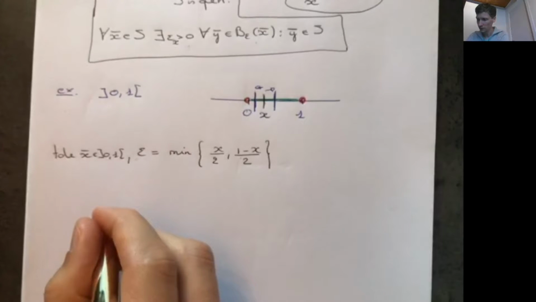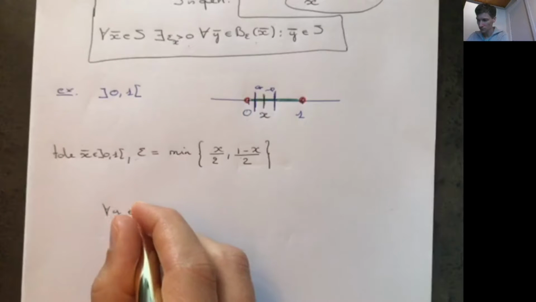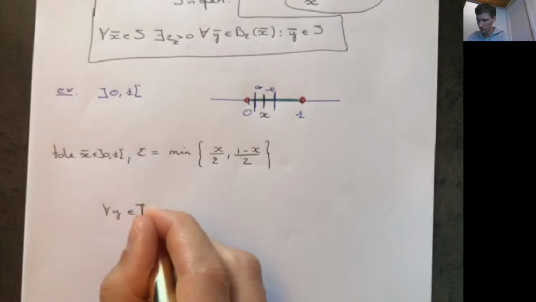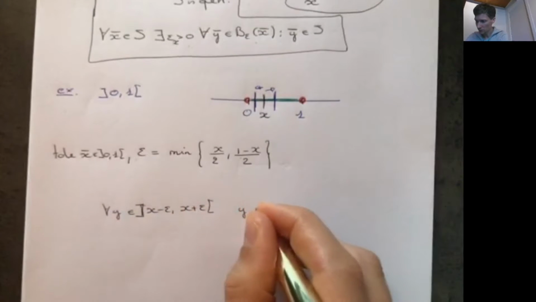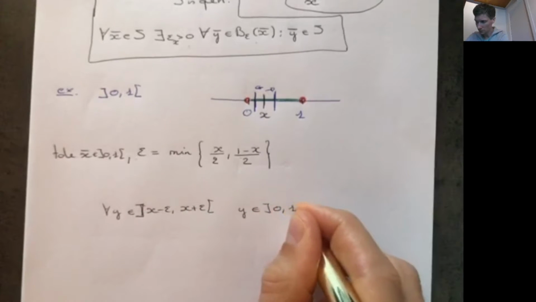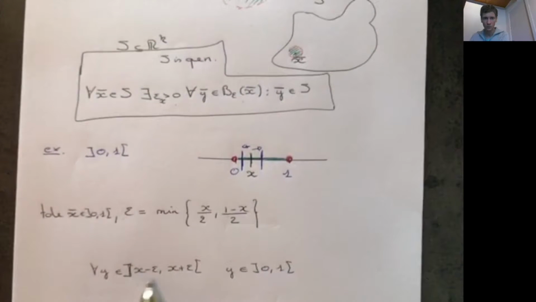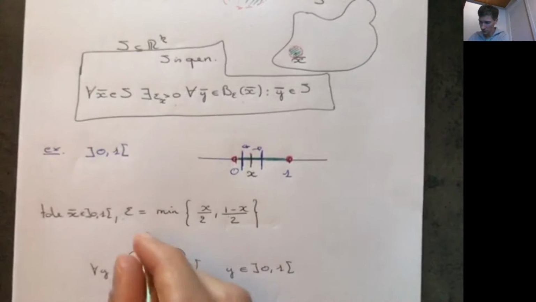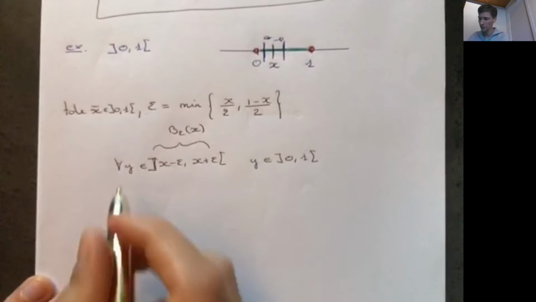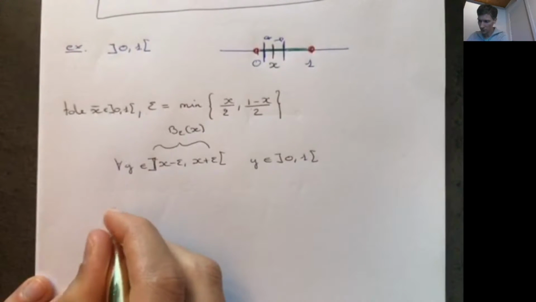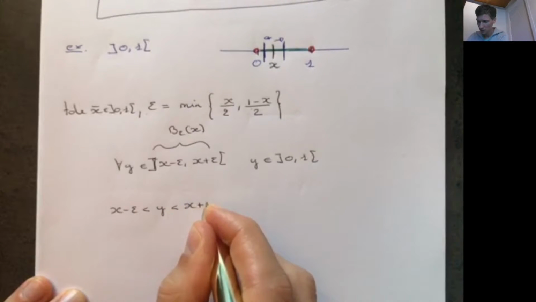So I need to show that for all y in the open interval x minus epsilon, x plus epsilon, y is also in (0, 1), the set S. In one-dimensional space, this here is the ball of radius epsilon around the number x. So if y is in the set, then I know that x minus epsilon is smaller than y is smaller than x plus epsilon.